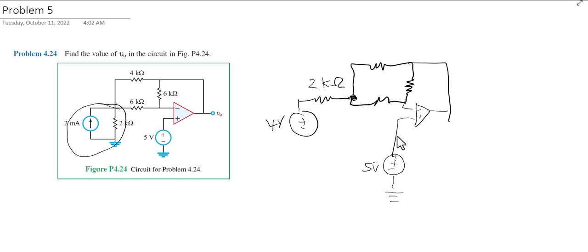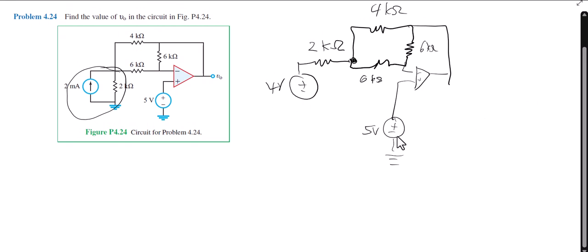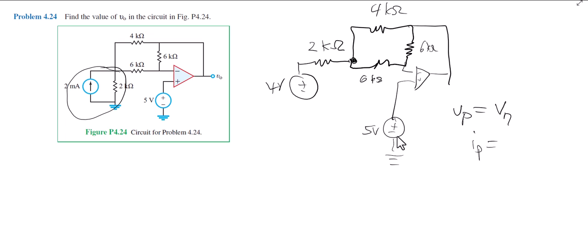Okay, so I'll label these. That's 4 kilo ohms, 6 kilo ohms, and 6 kilo ohms. Okay, so we know that, and just write it every time. You know, you might get points for it even if you get nothing else. VP equals VN, and IP equals IN equals 0. Well, in this instance, we see that VP equals 5, and so we know that VN also equals 5.